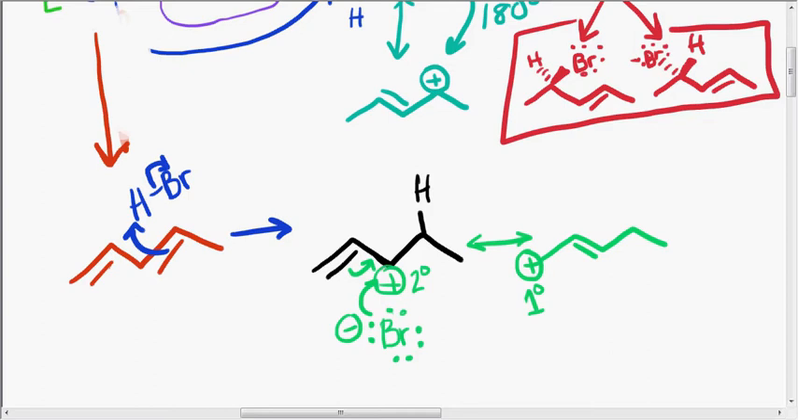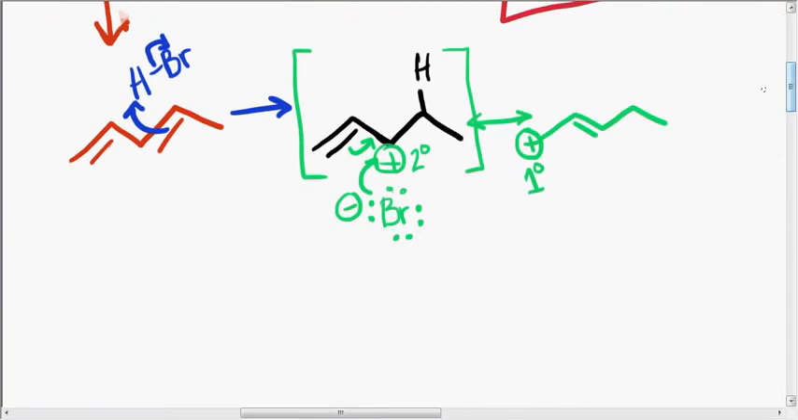So we would expect in the resonance hybrid this to be more stable, as it is honestly the more stable of the two. But the other one does happen. Alright, so let's add Br to each of these.